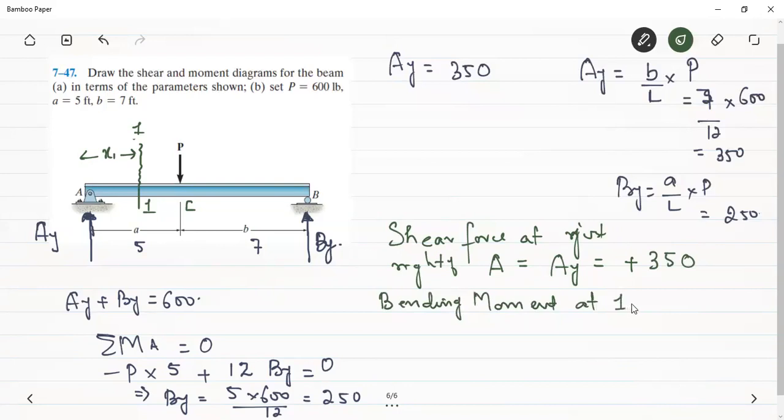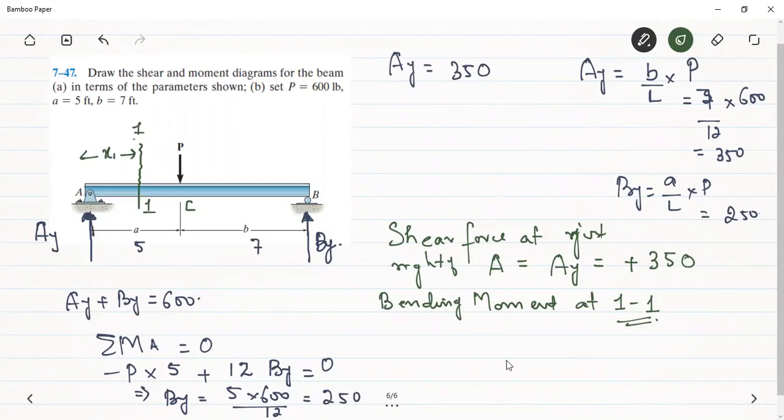Bending moment at section 1-1. What should be the bending moment at section 1-1? It is the algebraic sum of all the bending moments, either towards the left side of the section or towards the right hand side. Currently, I am interested in the left hand side of the section. So which force will be responsible for the bending moment? Only AY will be responsible for the bending moment.